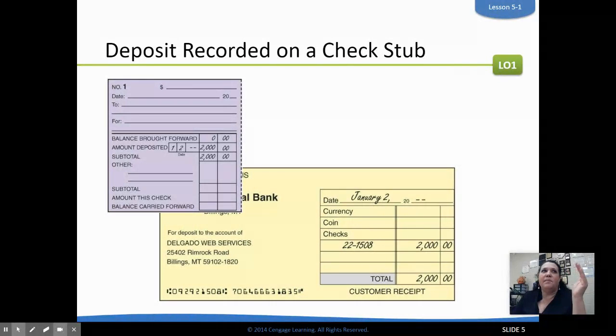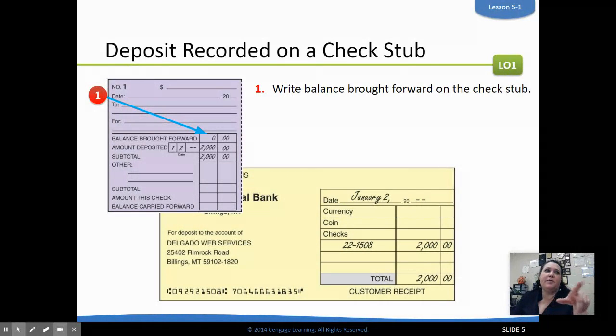So let's say that we have been in business a while and we've written 5 checks, then this would be check number 6's check stub. So the way we do this is we write the balance brought forward on the check stub, which of course is 0 here. If you're in another one, it's going to be from where it says balance carried forward. You're going to bring that to the next check on balance brought forward.